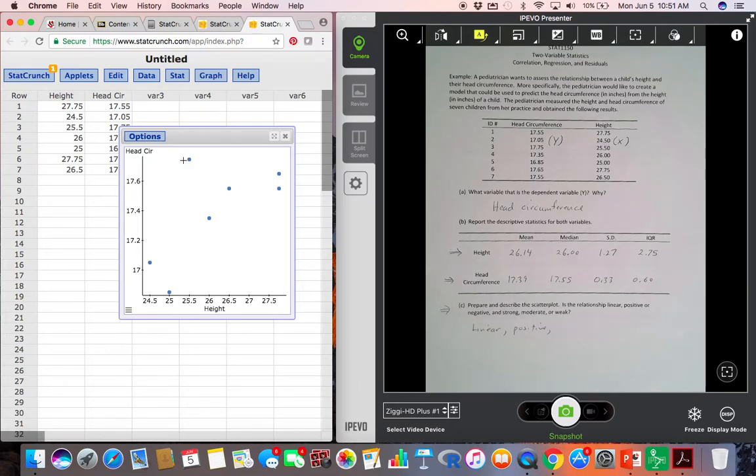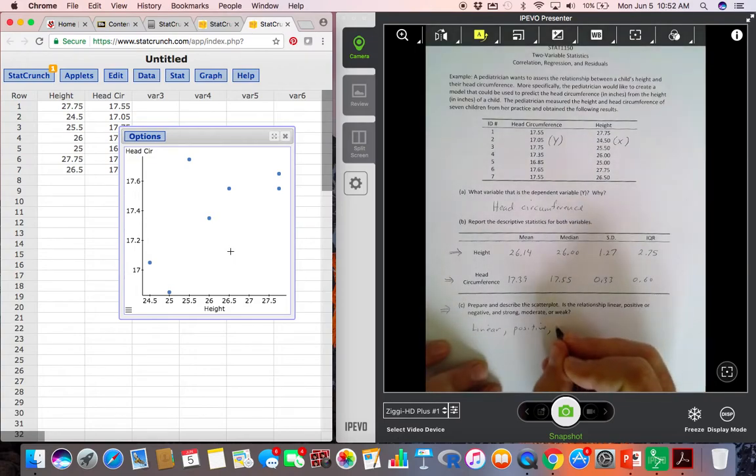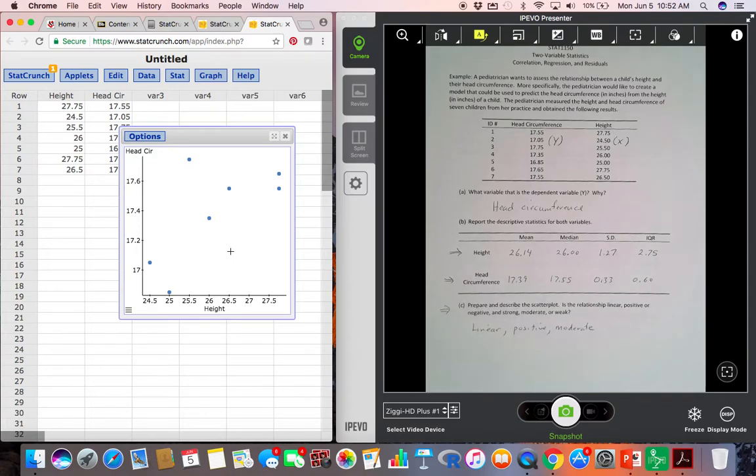And next thing, is it strong, weak, or moderate? Now guys, this point right here, this kid that has a head circumference of 17.75, height of 25.5, if that kid wasn't included in this sample, this is a strong relationship, but this one kid is going to affect the correlation coefficient quite a bit, because you can see just a nice straight line there, but when this kid's in it, it's more this way. Now I'll tell you what we might do. We might take screenshots and look at the difference. We might take this kid out and see what happens there. So guys, I'm going to go with moderate.